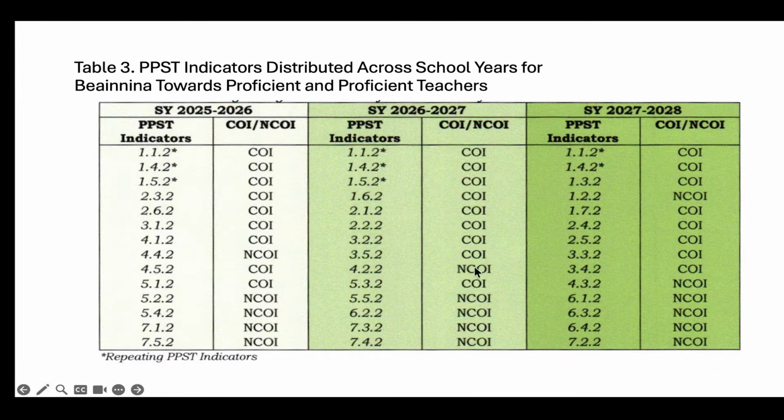If you see 2026 to 2027, how many classroom indicators are there? It's still 9, and still a total of 14, with 5 non-classroom observable indicators. And here, there is an increase in school year 2027 to 2028. There is an increase of non-classroom observable indicators; I think there will be 6. So the classroom observable indicators that we are going to use for our classroom observation are reduced to 8. There will only be 8.